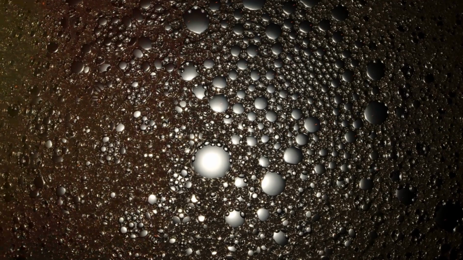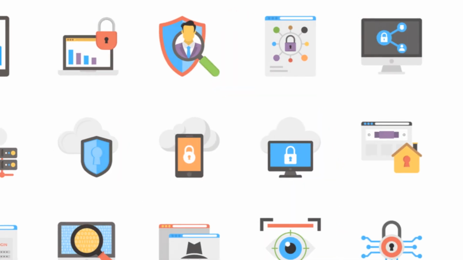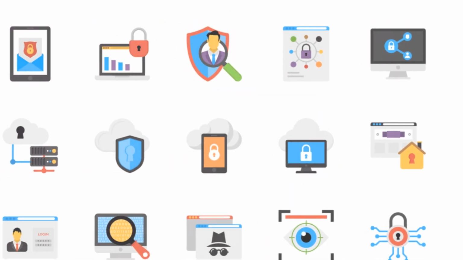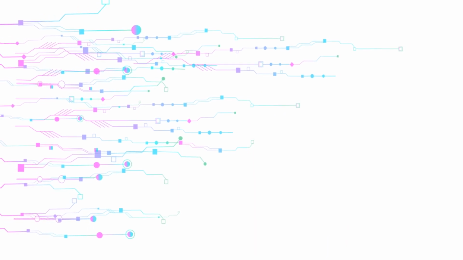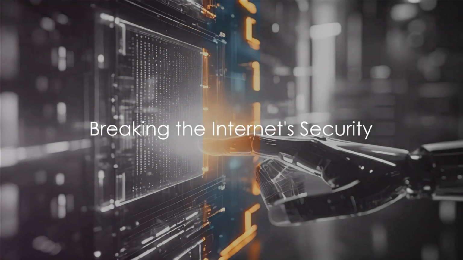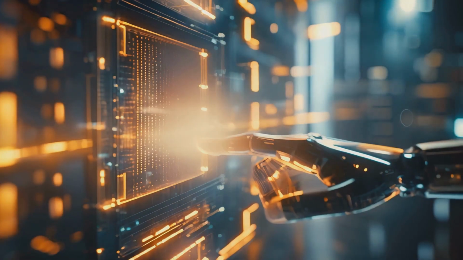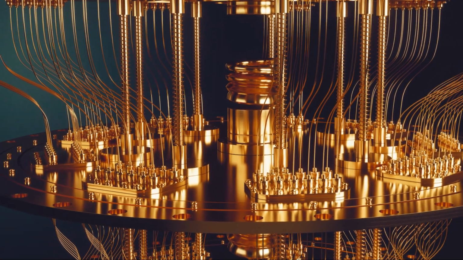So in essence, quantum computers are extremely powerful machines that use the principles of quantum mechanics to process information. They have the potential to disrupt many fields, including cryptography, the science of encoding and decoding information. Now that we have a basic understanding of quantum computers, let's explore how they could potentially break the internet's security. Quantum computers pose a significant threat to the internet's security due to their ability to break asymmetric encryption algorithms. Now let's dive deeper into this.